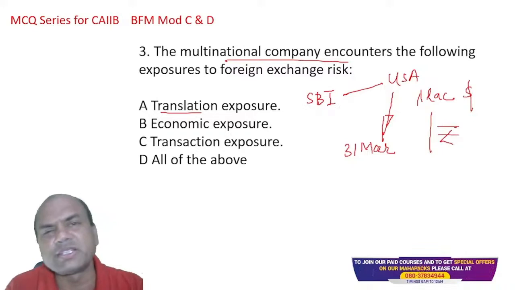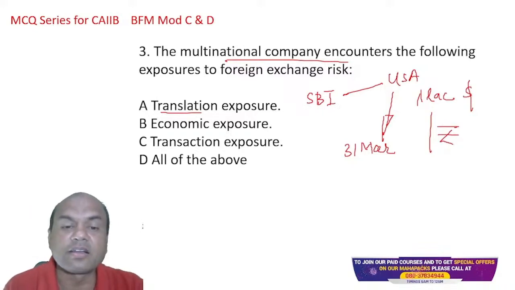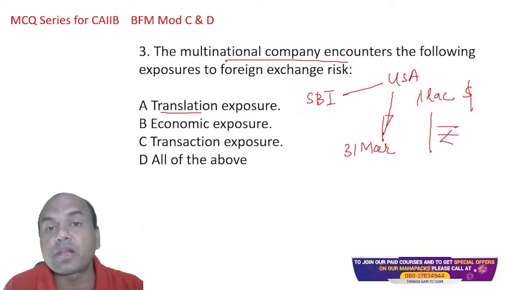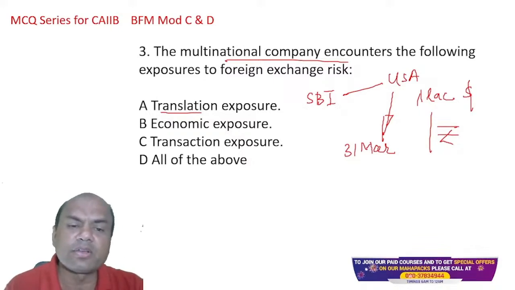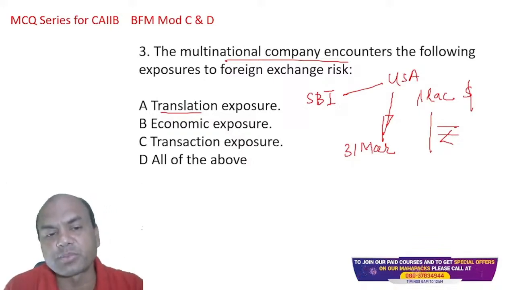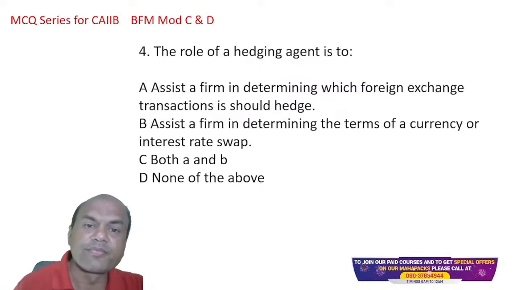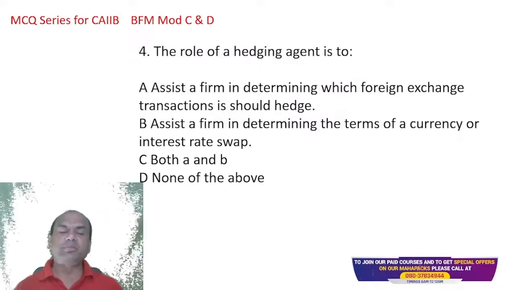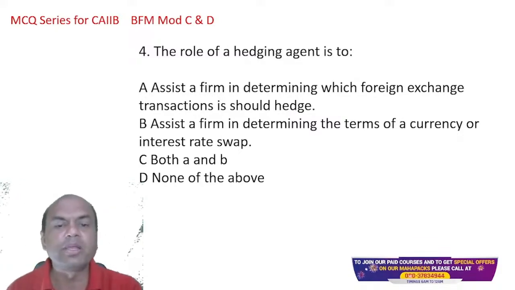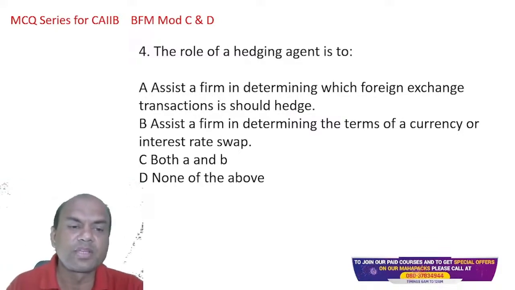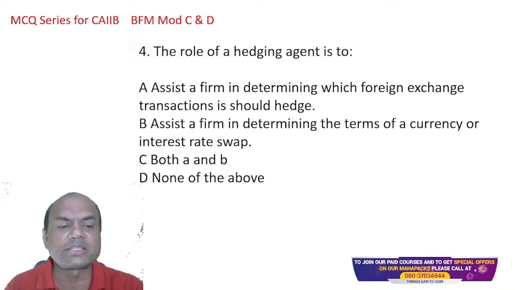Economic exposure means basically economics related to financial. Transaction exposure means related to transaction, settlement. Mainly this will be settlement exposure. So any MNC will see all of these types of exposures, isn't it? The role of hedging agent is, what is hedging actually? What do you mean by hedging? Anyone? Type in the comment section, what is hedging?